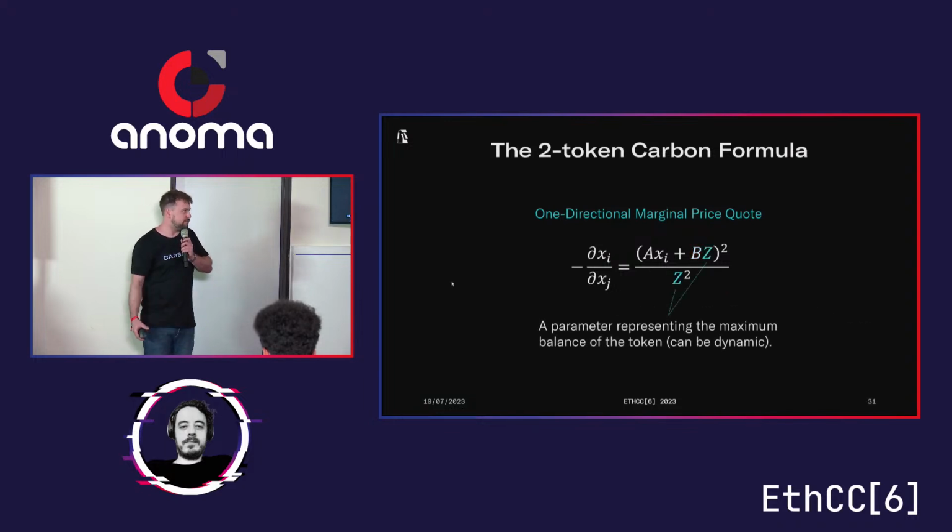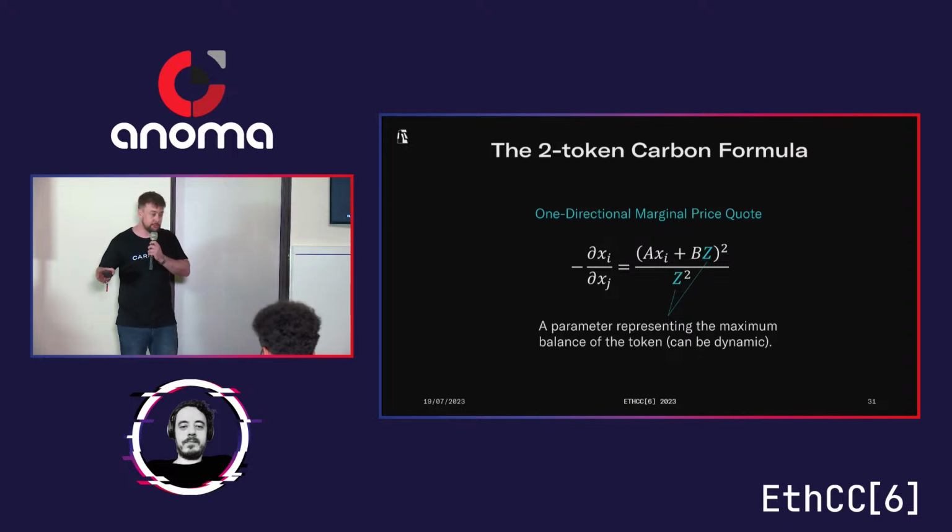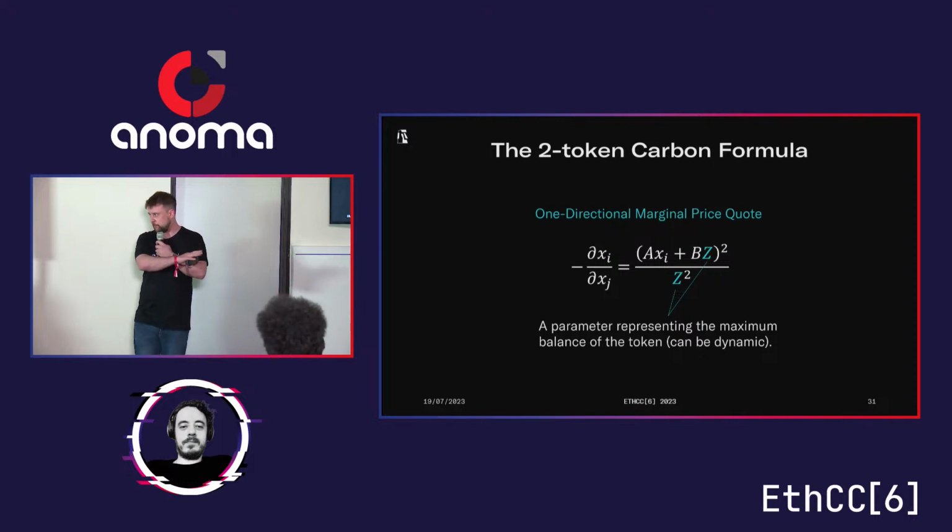And then this Z value is maybe a little bit too advanced to get into in a 45-minute presentation, but this is essentially the maximum number of tokens that that position can hold before we need to start adjusting some of these other parameters.